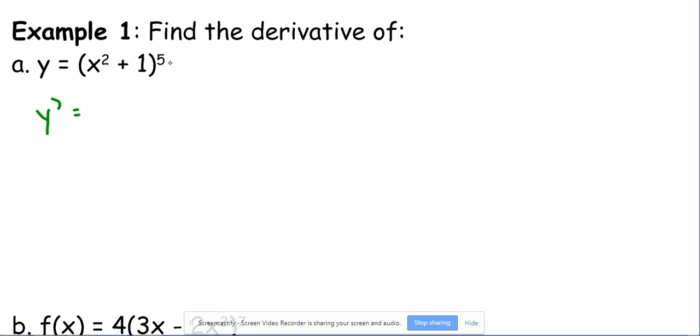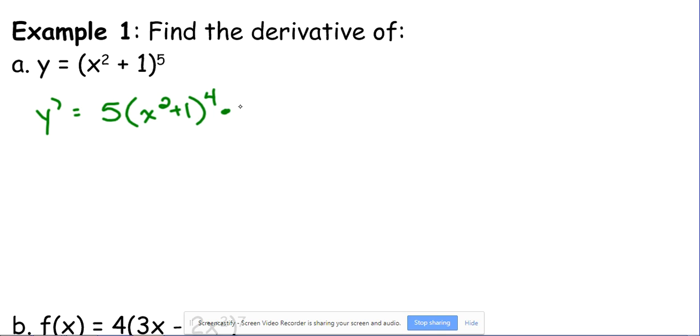So y prime is equal to the outside function here, which is raising it to the fifth power. So we're going to apply the power rule. Okay, so we bring down the power. We keep the inside function exactly the same and subtract 1 from the exponent. Okay, so that's just our power rule as we've been dealing with it, times the derivative of our inside function. So the derivative of x squared plus 1 is simply 2x.